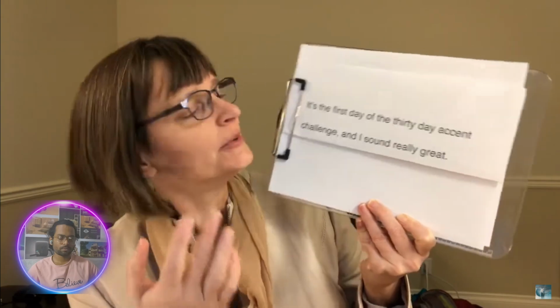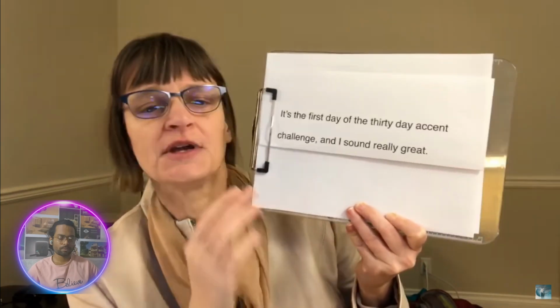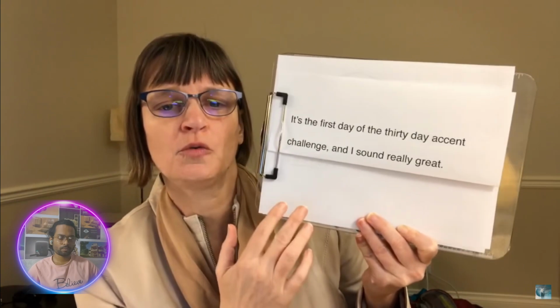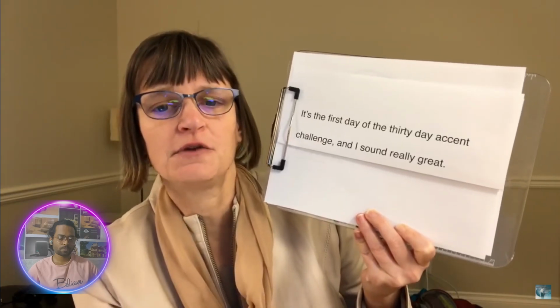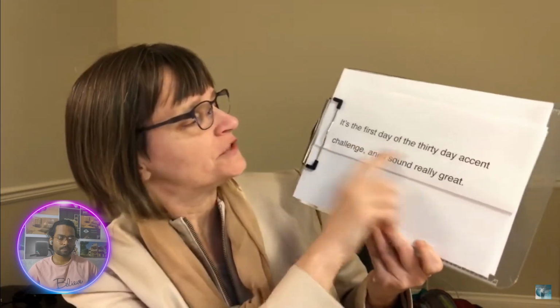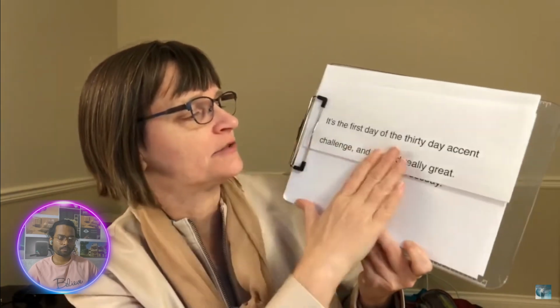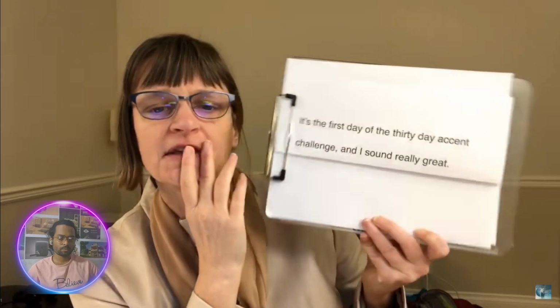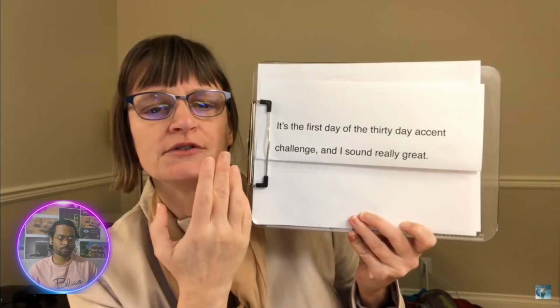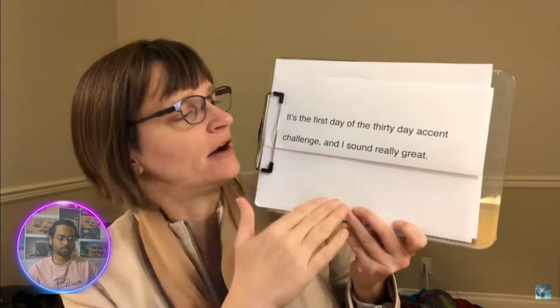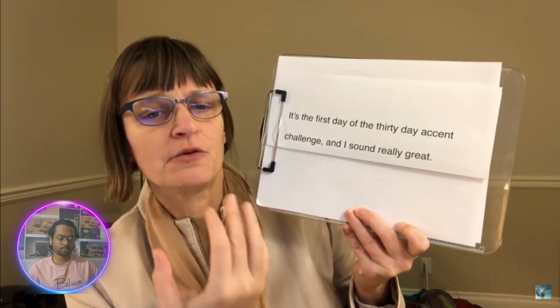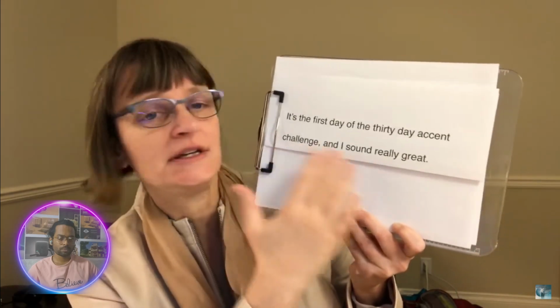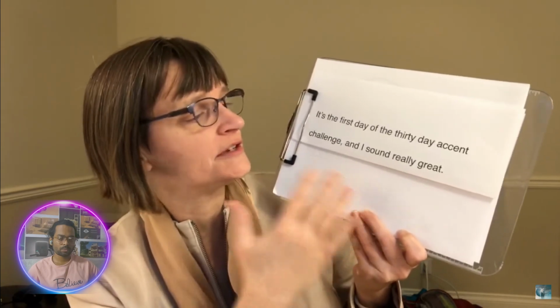Today what we're going to do to help you with this concept of thought groups is find the important words in the phrase. This will help make the thought groups more clear. So if we think about this sentence, it's the first day of the 30-day accent challenge and I sound really great, what I want you to think about is, are there any words that I could leave out and still get the meaning of this sentence? Or another way of looking at it is, which words really need to be there for me to know what this sentence means? So let's just think about that.